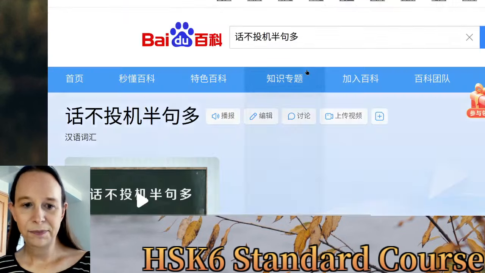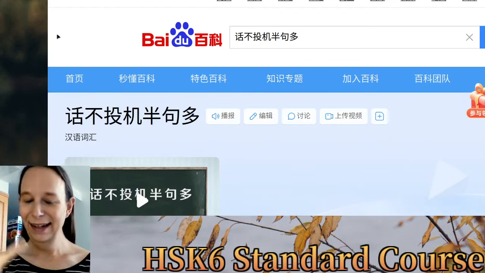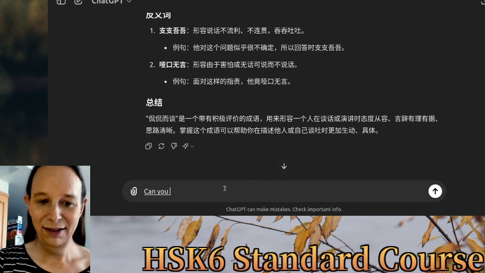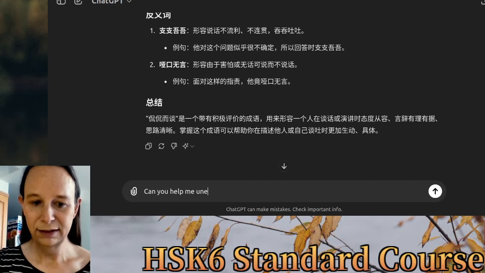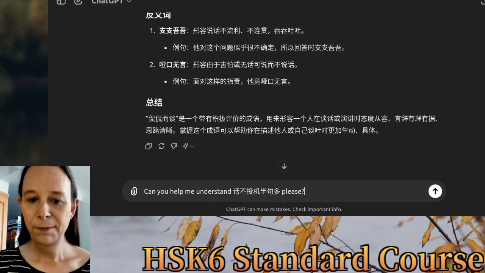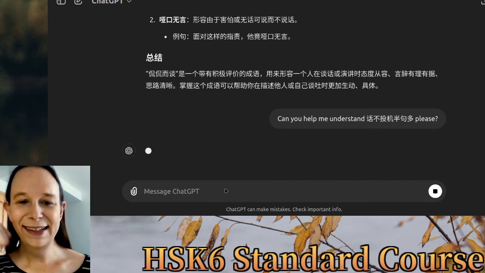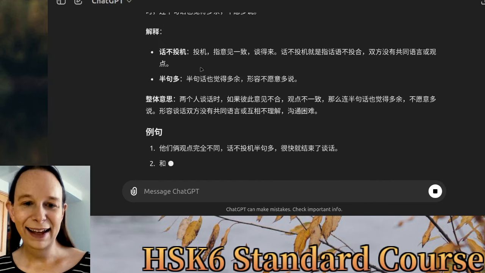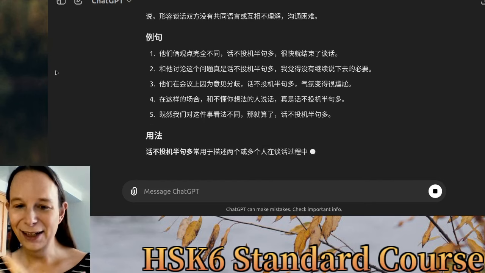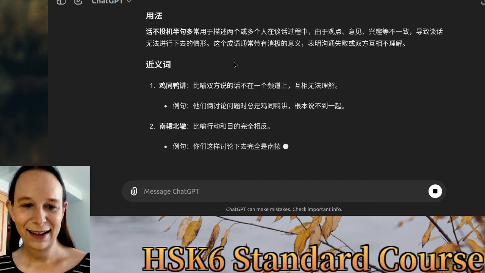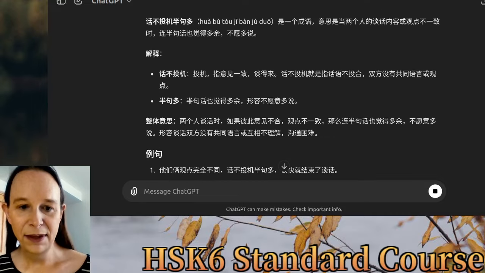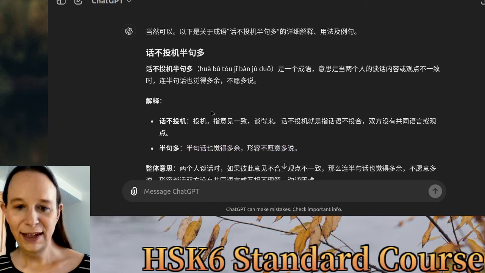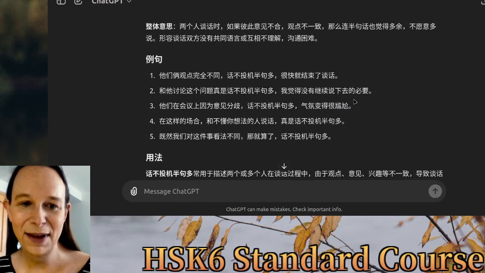Oh, maybe there's not. I think there is another half of this sentence. Can you help? It's like, if you get along well, then the opposite is true. Maybe ChatGPT will point it out. 半句话也觉得, if you don't get along with someone, even half a sentence is too much.